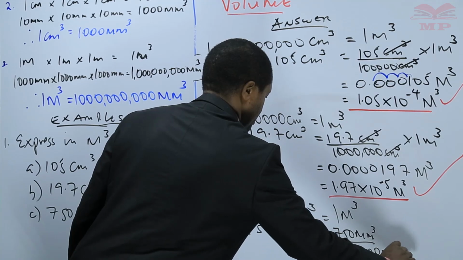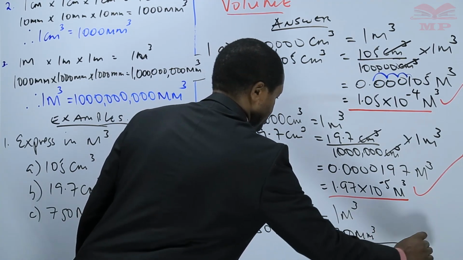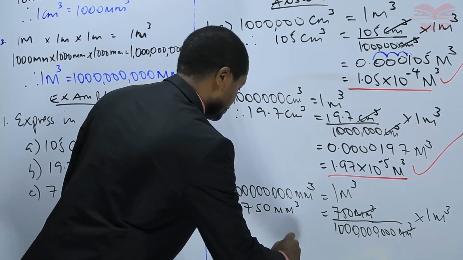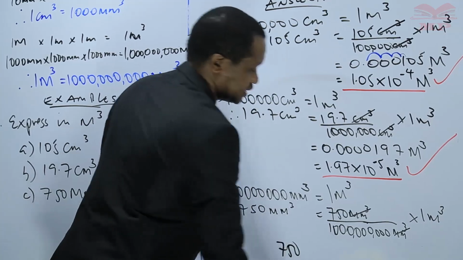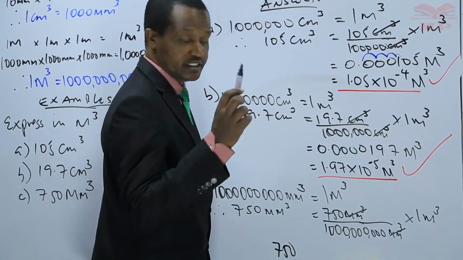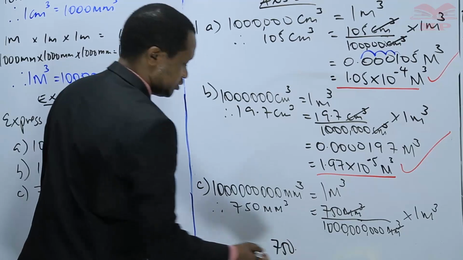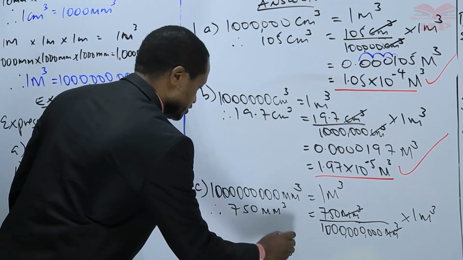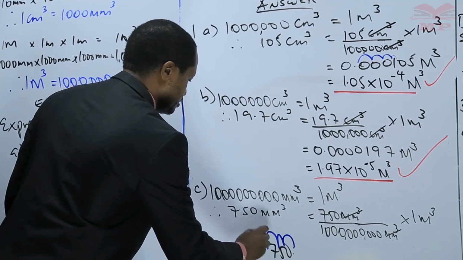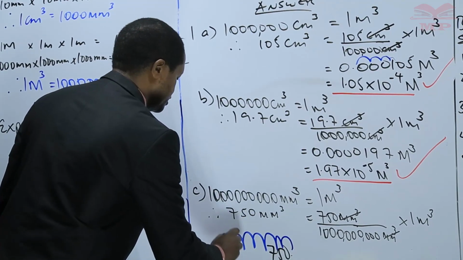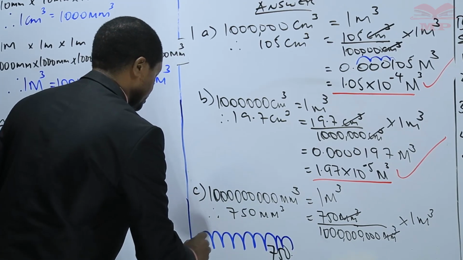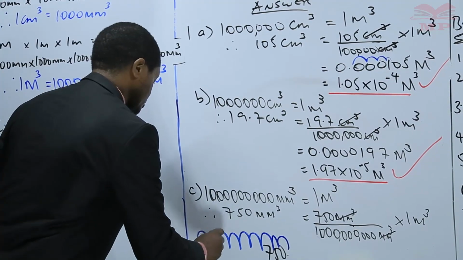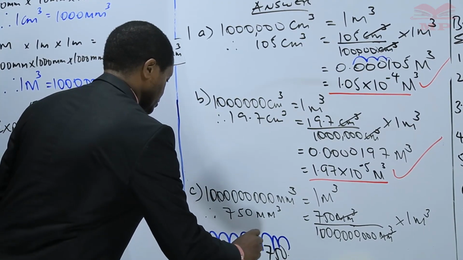cubic millimeters times 1 cubic meter. So we are dividing, learners, 750 by 1 billion, which has 9 zeros. The decimal point is here, and we are going to move it 9 times to the left: 1, 2, 3, 4, 5, 6, 7, 8, 9. So we have a decimal point there. Then we insert the zeros.